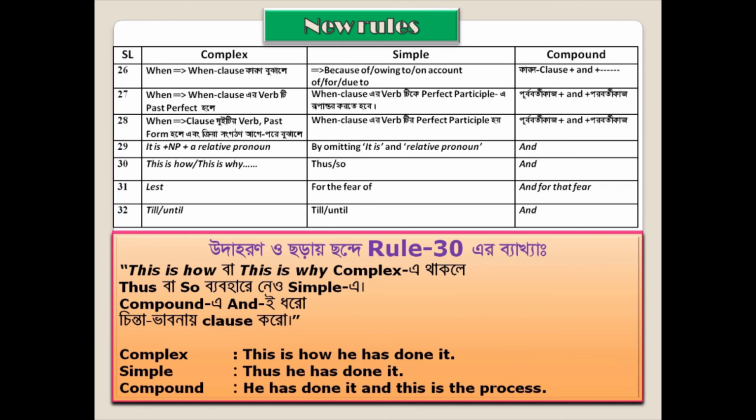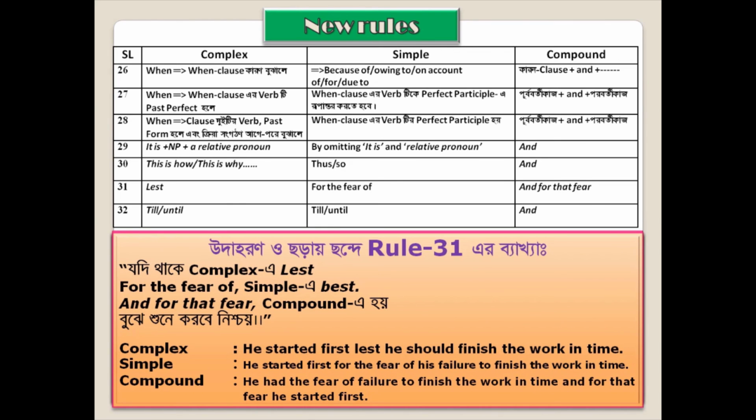Rule number 31. If there is lest in complex, you will have to use for the fear of in simple, and in compound you will have to use and for that fear.